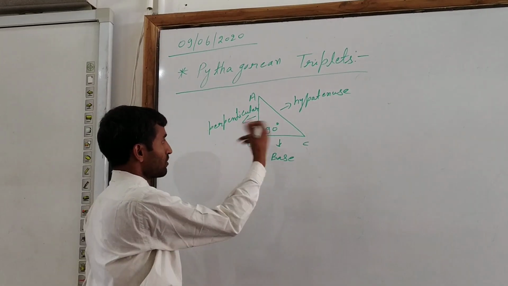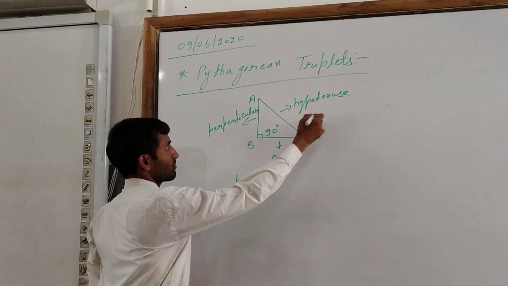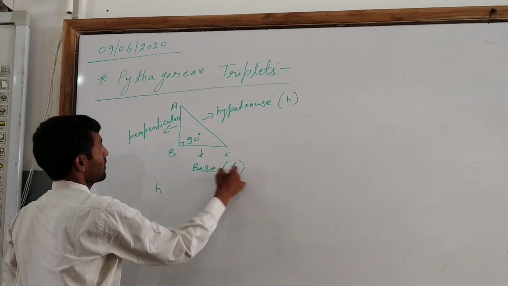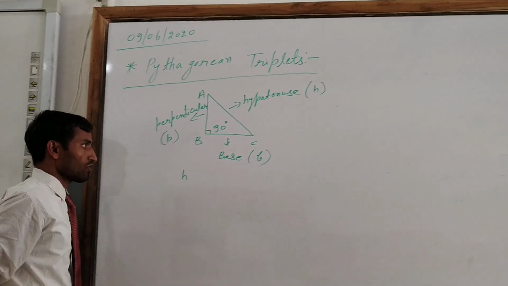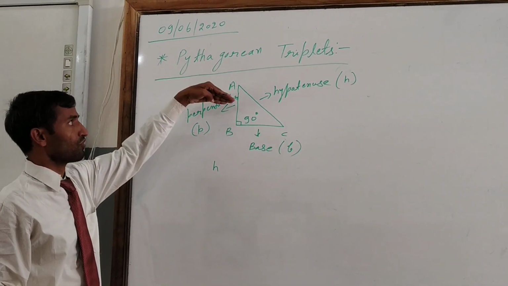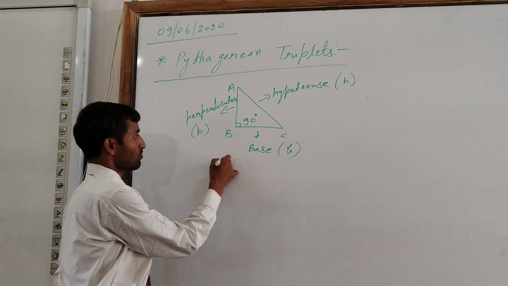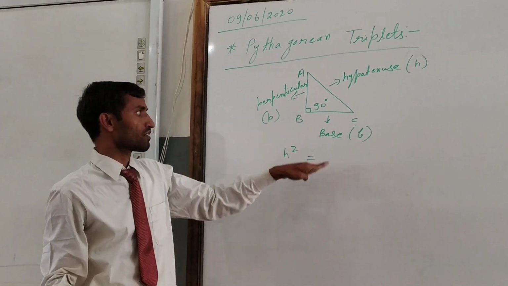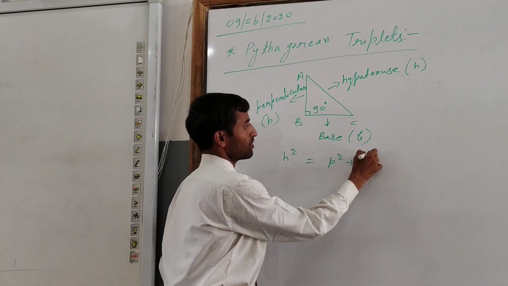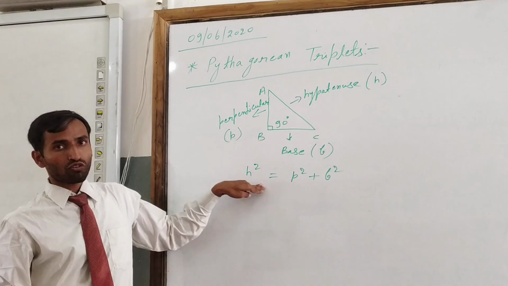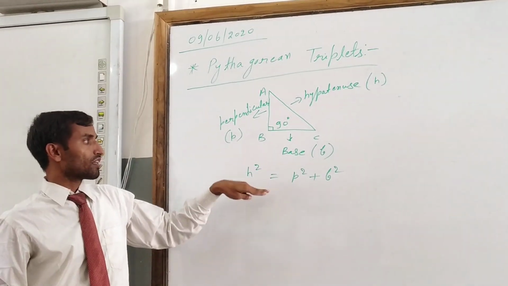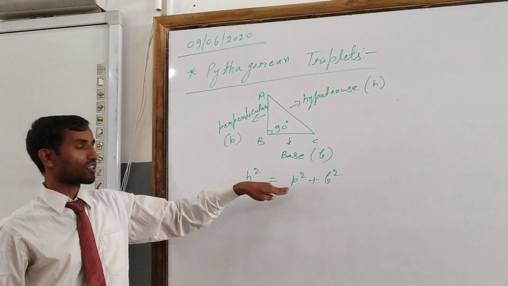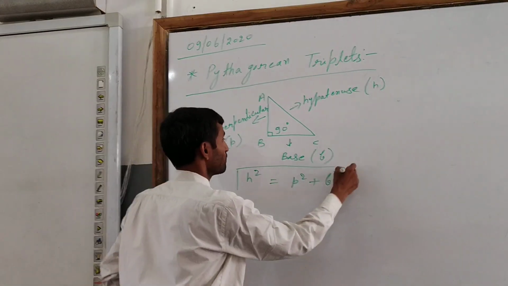Let us write it symbolically: hypotenuse is H, base is B, and perpendicular is P. Pythagoras gave one formula for this triangle: the square of the hypotenuse is equal to the sum of the squares of the other two sides, that is H square equals P square plus B square. This is applicable only for a right triangle. We must not apply it to any other triangle. If a right triangle is there, then we can apply the Pythagoras theorem or Pythagoras formula.